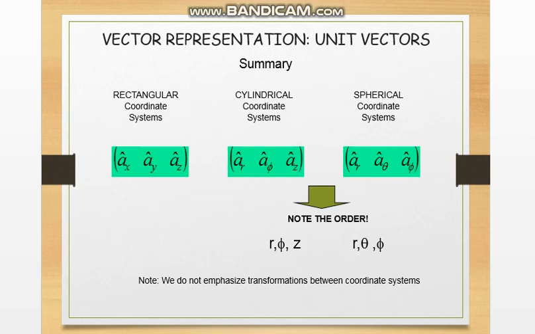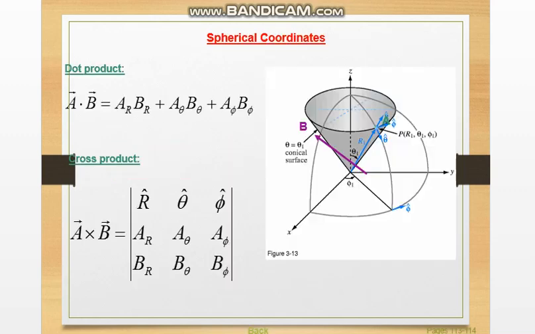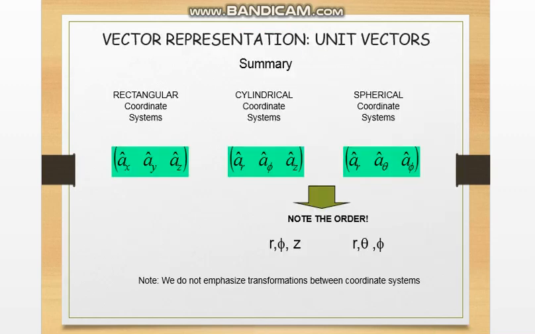These are the three representations: the Cartesian, the cylindrical, and the spherical coordinate systems. So that is the order: x, y, z; r, phi, z; and r, theta, phi.